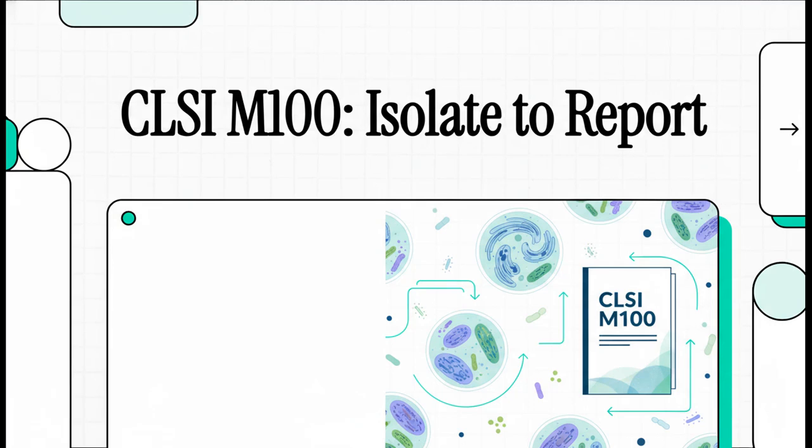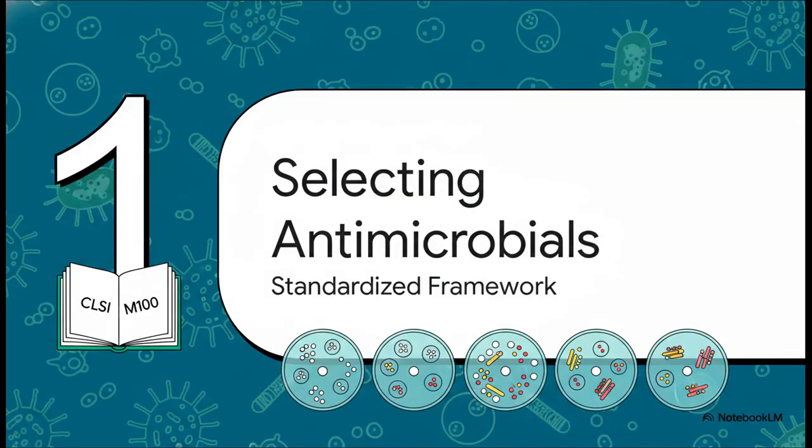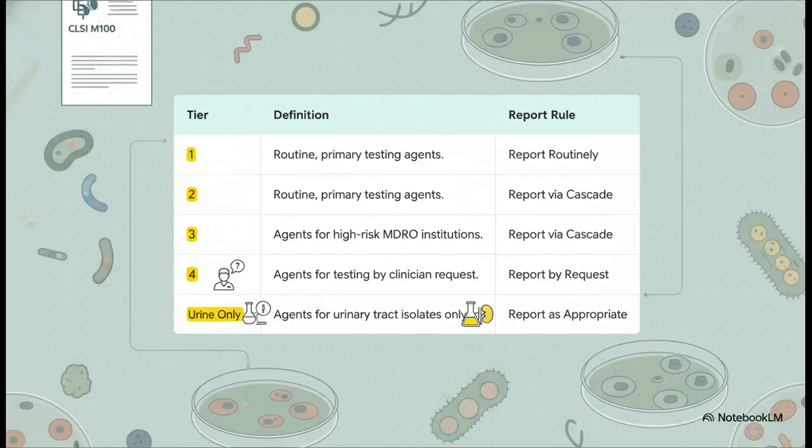Let's break down the CLSI M100 standards, following the path from an isolated organism all the way to the final clinical report. It all begins with selecting the right agents for testing. This is a critical decision, a collaboration between the lab and the stewardship team that really sets the foundation for everything that follows. So, CLSI organizes this with a tiered system.